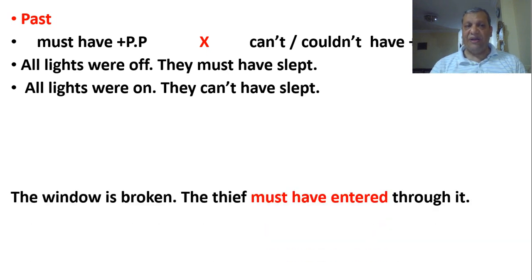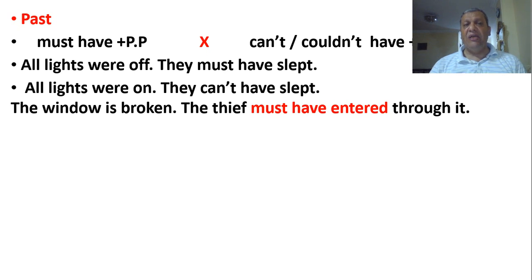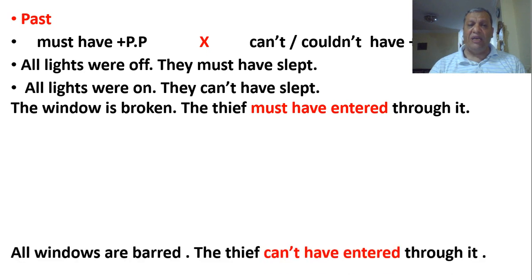Right? Another sentence. The window is broken. You looked at a window somewhere and you saw it broken. What does it mean? It means that the thief must have entered. The thief must have entered. And be careful, must have plus PP. It's in the past.